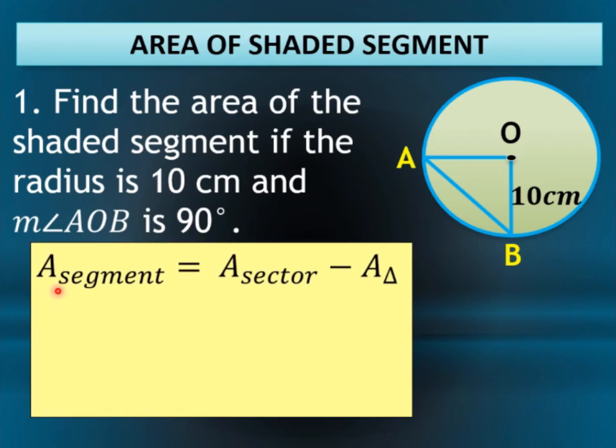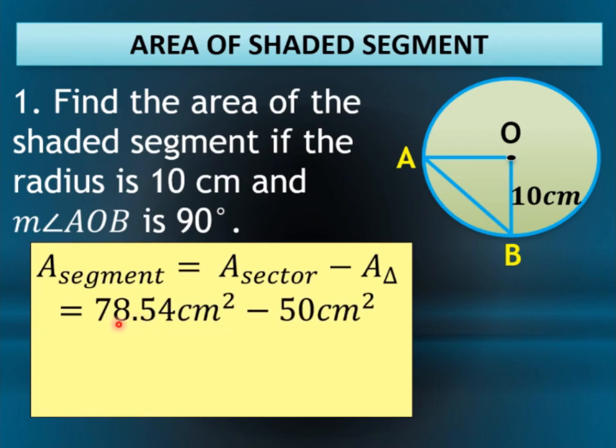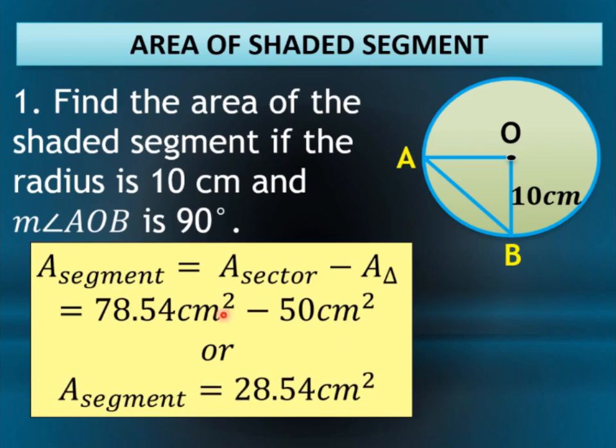Now to find the area of the segment, this is equal to the area of the sector minus the area of the triangle. So we have solved a while ago that the area of the sector is equal to 78.54 square centimeters, minus the area of the triangle, which is 50 square centimeters. So that would be equal to, the area of the segment is equal to 28.54 square centimeters.